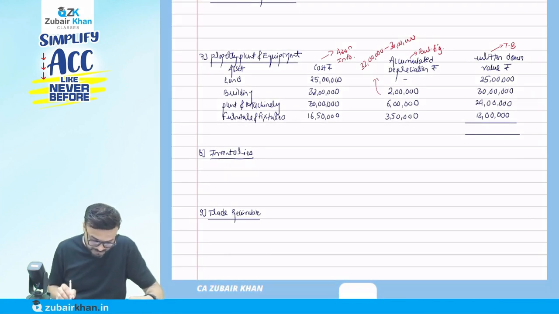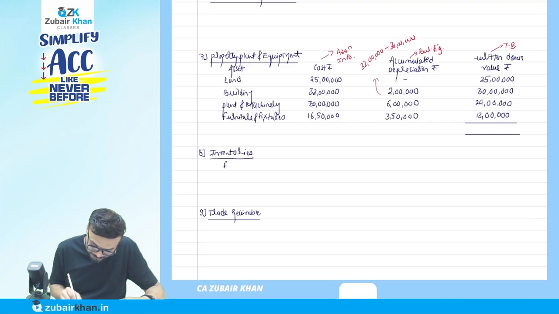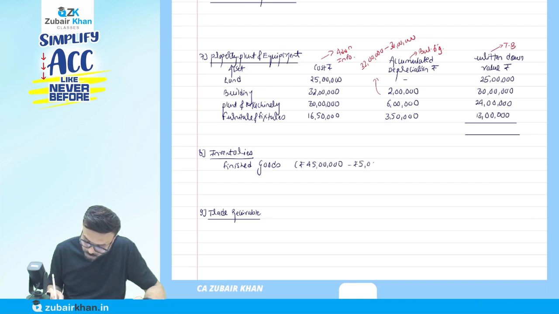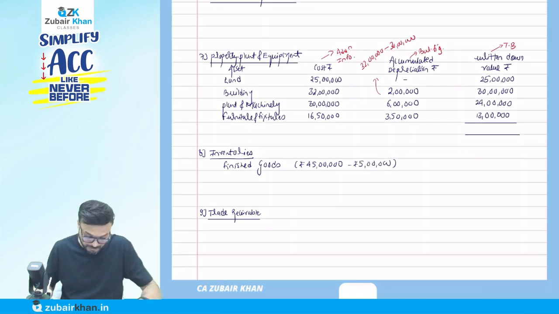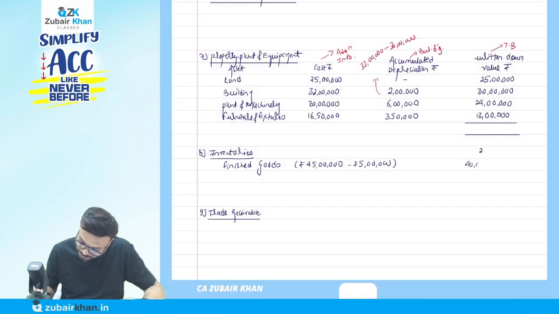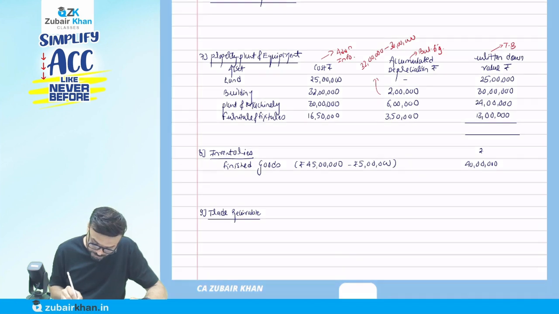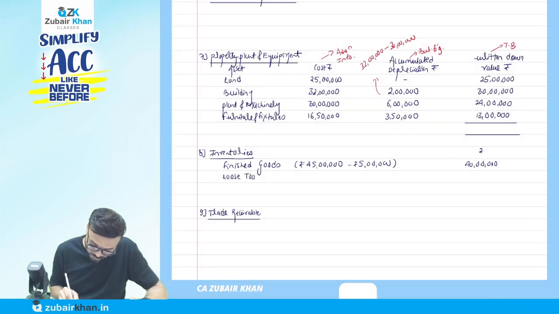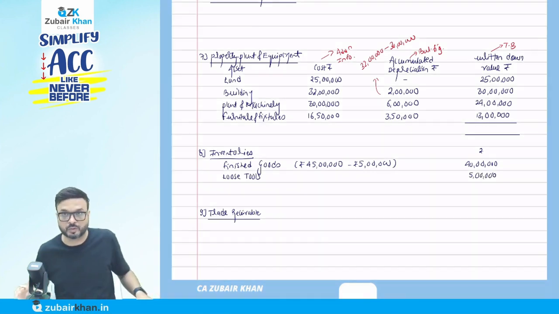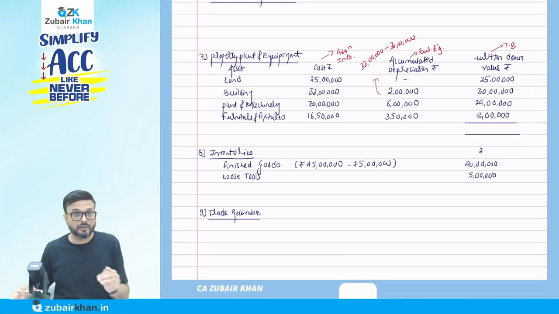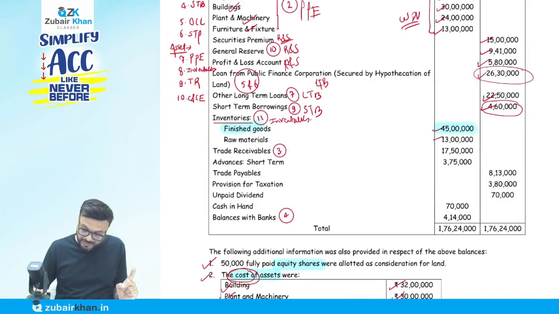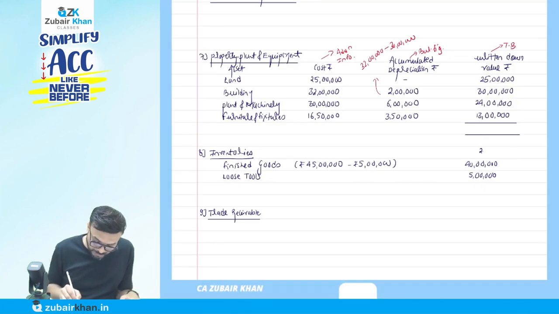Notes to account number is 8. So write it down here: finished goods. Write down in bracket 45 lakh minus 5 lakh is loose tool, which we will show separately. So write down here 40 lakh. Then write down loose tools, that is 5 lakh. So the total is 45 only, but we have to bifurcate finished goods and loose tools here. Okay. Now we'll go to the trial balance again. How much is mentioned in the trial balance? Raw material is how much? 13 lakh. So write down the raw material.